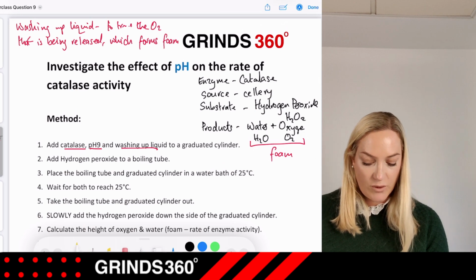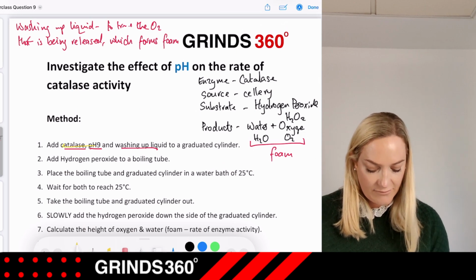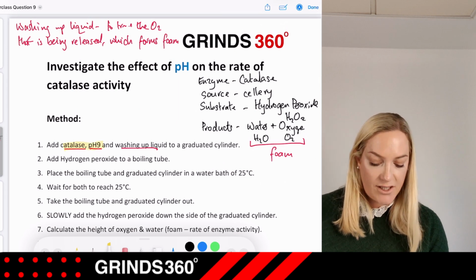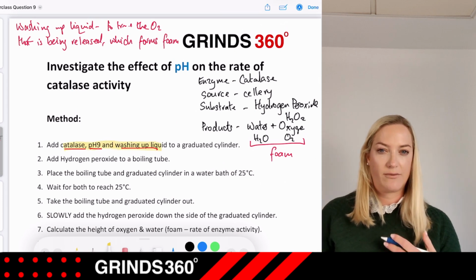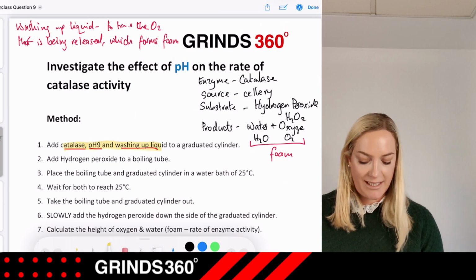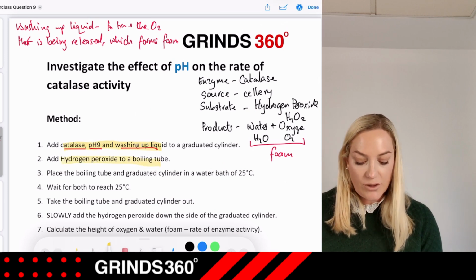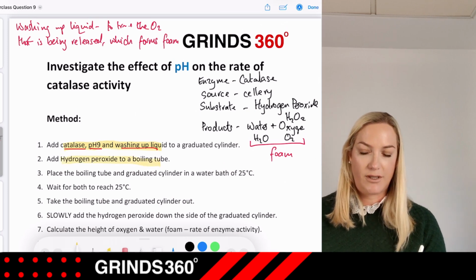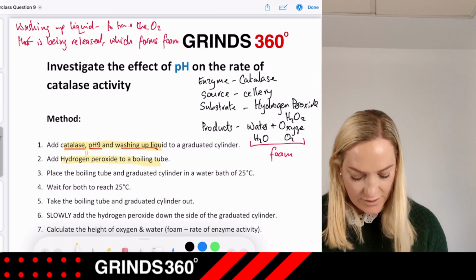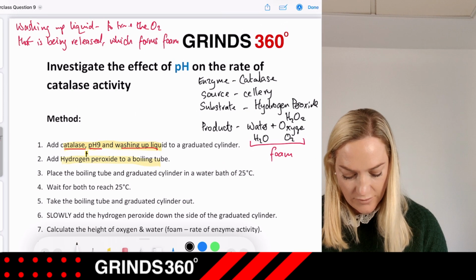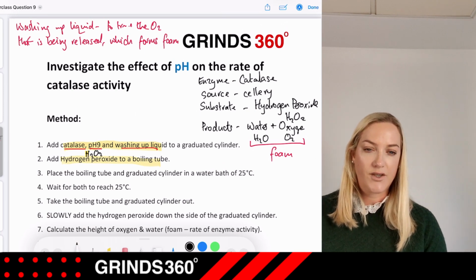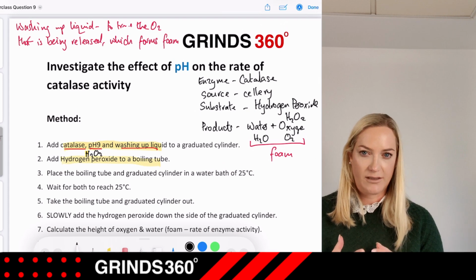Okay, so that's important that you're mentioning catalase, pH 9, and washing up liquid first into a graduated cylinder. You're then going to put hydrogen peroxide into a boiling tube. And you could say here H2O2. And remember I mentioned earlier, hydrogen peroxide, that's your substrate.